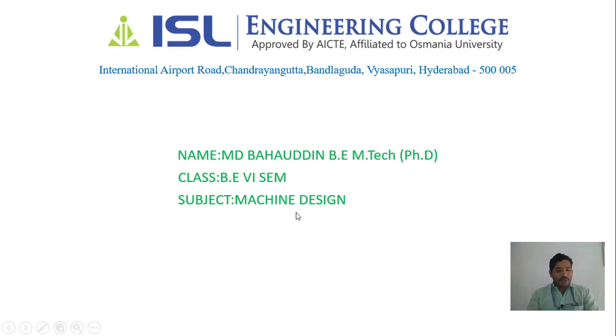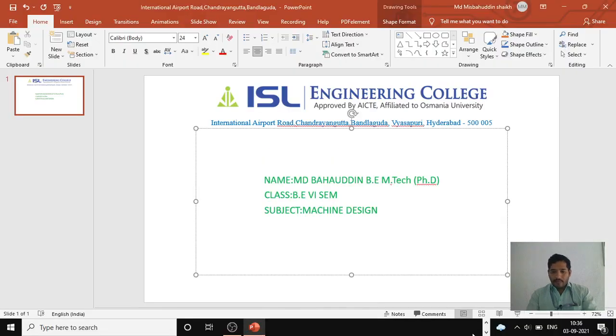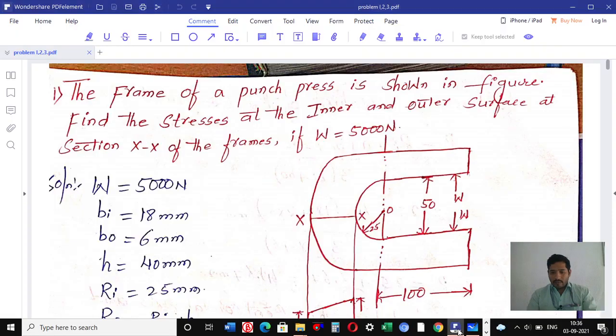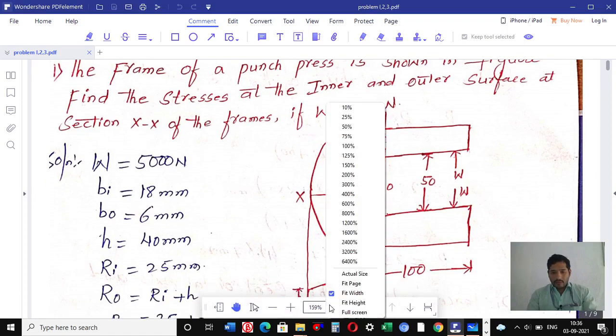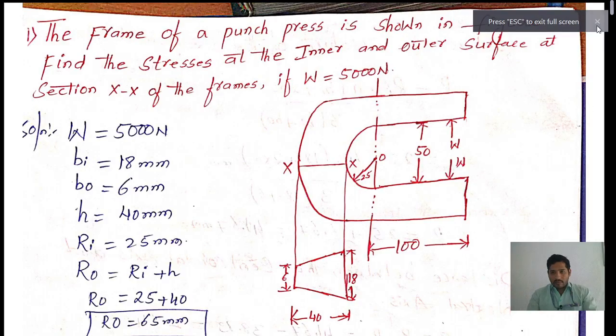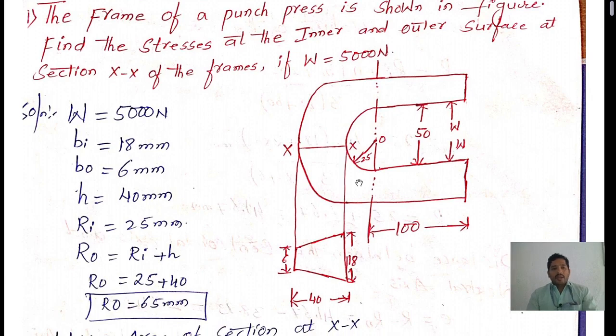So today in these sessions, we are going to learn the first problem on the curved beam. The problem is based on the punch press machine. The frame of a punch press is shown in a figure. Find the stresses at the inner and outer surface at the section x minus x of the frame if the load is given as 5000 Newton.